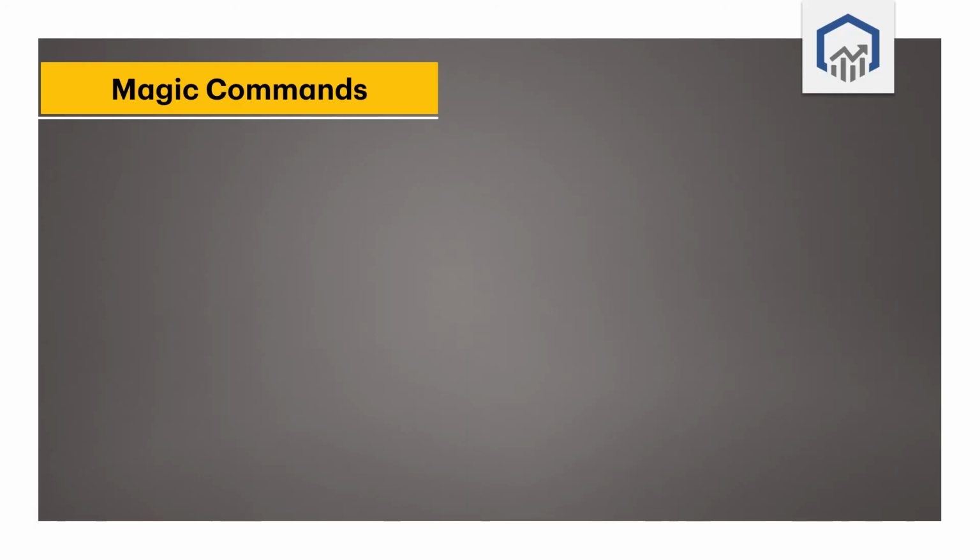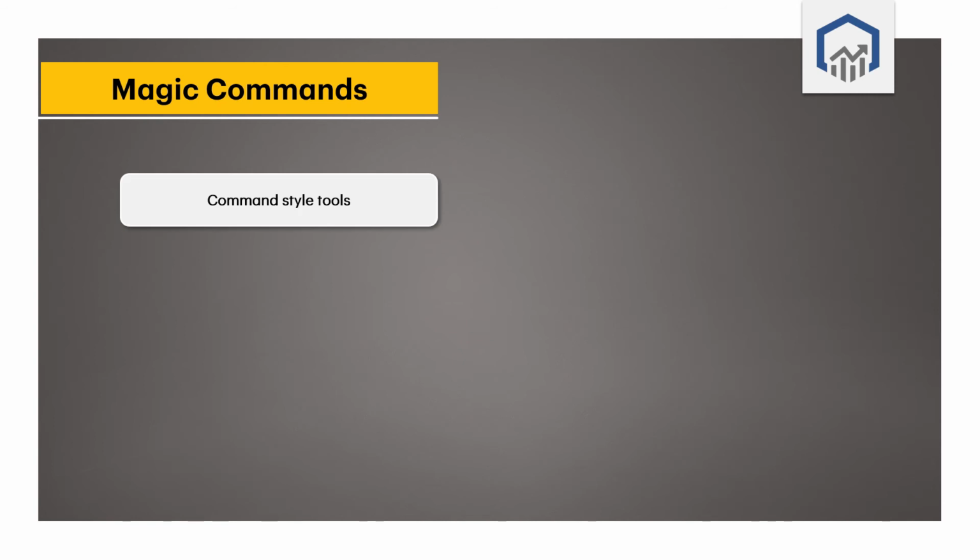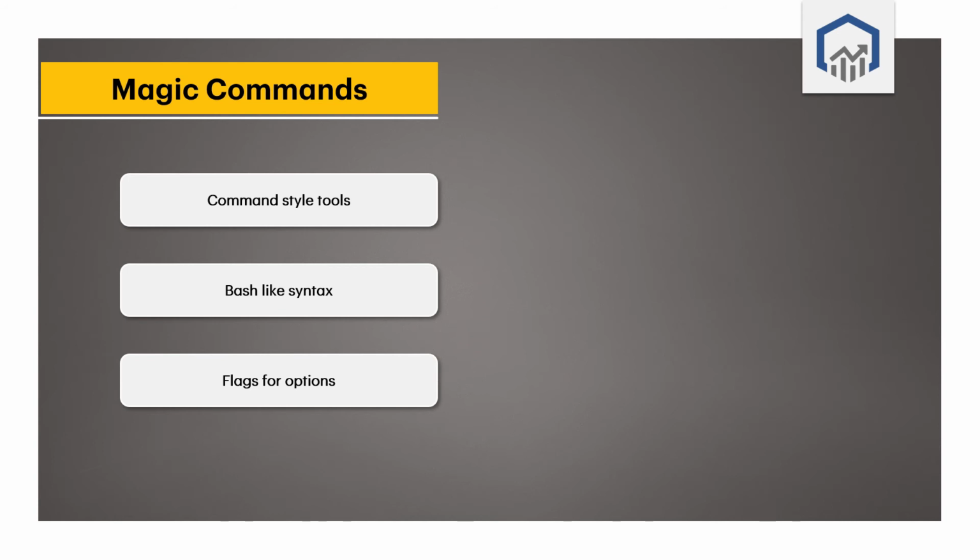Jupyter has a set of commands called magics. Magic commands are command line tools, which means the syntax is similar to bash, and these commands use flags for options. It's not the usual Python syntax where you pass the parameter inside the parentheses.